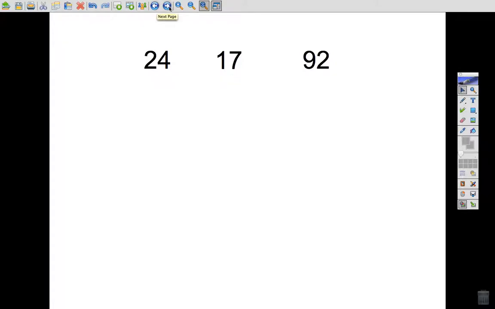If I have the numbers 24, 17, and 92, when I'm going to compare these numbers, I need to look first at the tens place. So looking at the tens place on each of these, I'm going to underline those. These represent the amount of tens that are in the number. It's important to look at these first when we're comparing or ordering numbers because that's going to tell me what order they go in, and it'll be easiest to tell with the tens place first. So we have 2 tens in 24, 1 ten in 17, and 9 tens in 92.